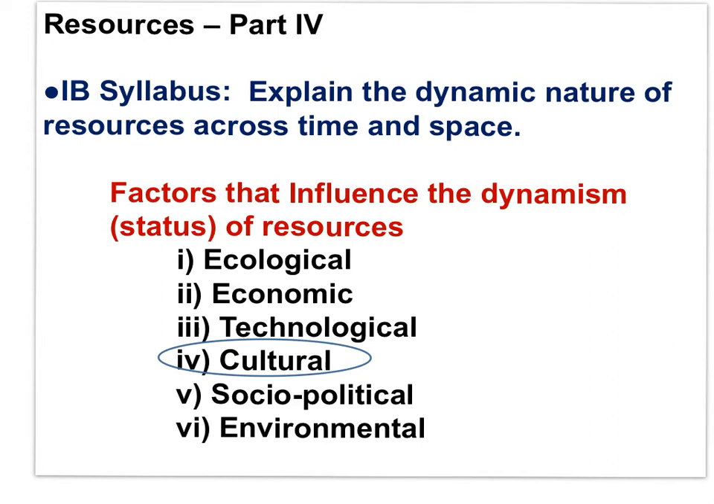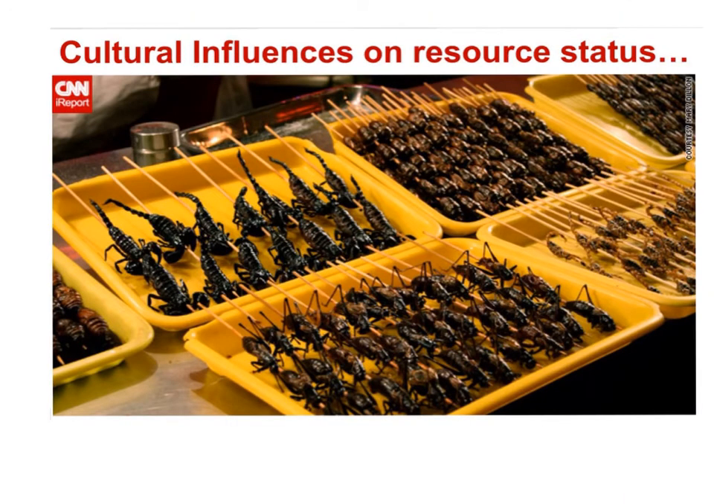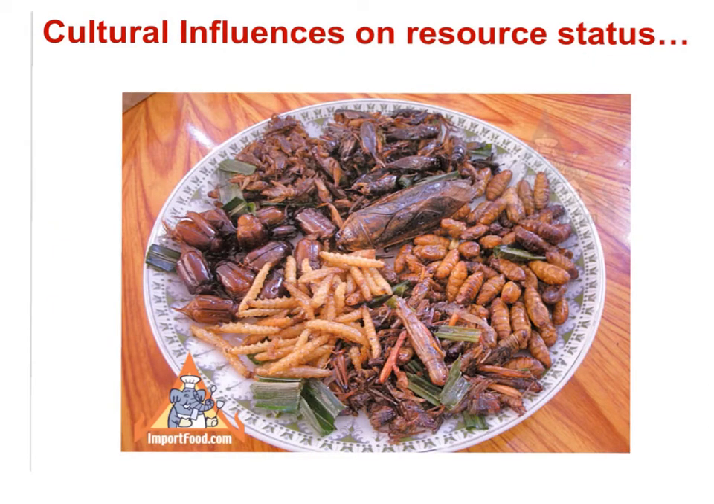I've already mentioned many examples of how culture influences the status of a resource. Consider cultures that eat rice. Rice is an important part of their culture, and these cultures are found in locations that can grow rice. So there is an inherent relationship between cultural choice of food and ecological availability. The demand for some resources varies by culture. The value of resources, including price, will vary by culture.